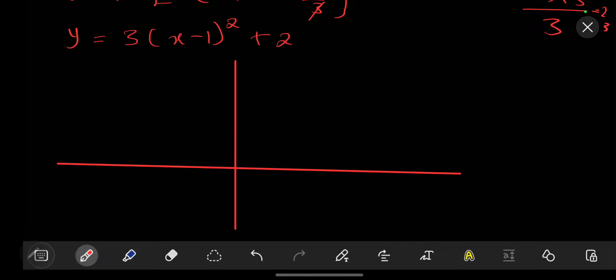Then we are going to have these two. What is the meaning of these two? This 2 is the turning point for y. So always this 2 is the turning point for y. So we have a turning point at 2.